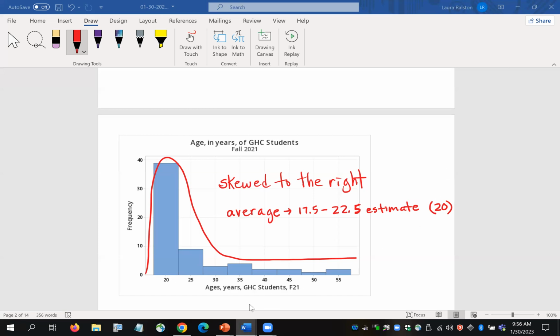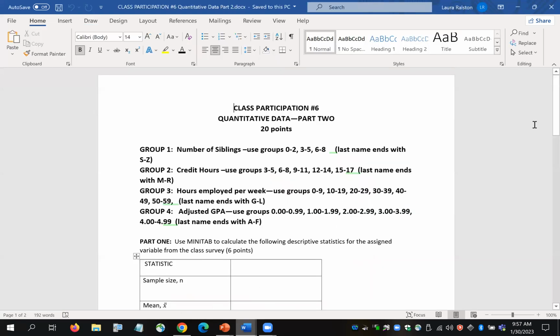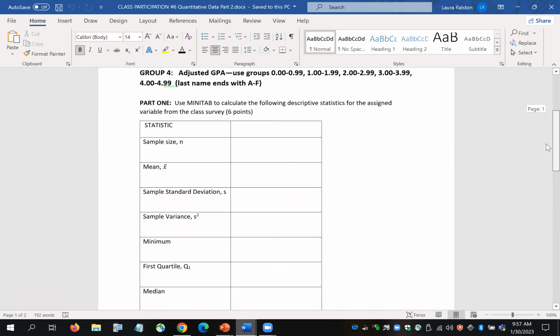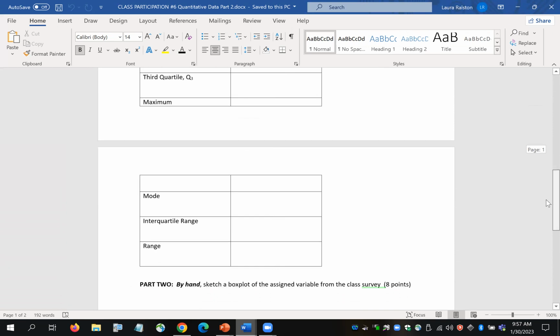Now, you do not have to memorize the list of statistics that you have to calculate. If you look ahead to class participation 6, on the document, it tells you, I want you to calculate the sample size, the mean, the sample standard deviation, the sample variance, the minimum, first quartile, median, third quartile, maximum, mode, interquartile range, and range. Okay, so the list of all the things you need to calculate is on the class participation 6.